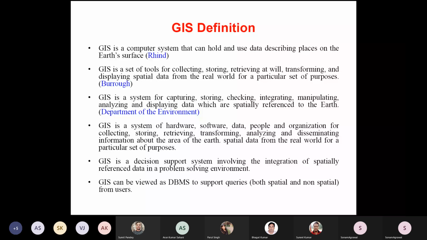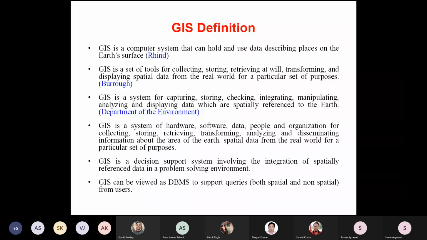Manipulating. Again, manipulating is something that is not bad in GIS. Even when we say that person is doing manipulation, it means that person is doing something wrong. We do not use manipulation in a positive sense. But in GIS, we use the term manipulation. It means that we are going to change data, perform certain operations, and manipulate the original data into something else. So there is nothing wrong in manipulation. It is a general, positive term in GIS. Then analyzing that data and displaying that data, which are referenced to the Earth.